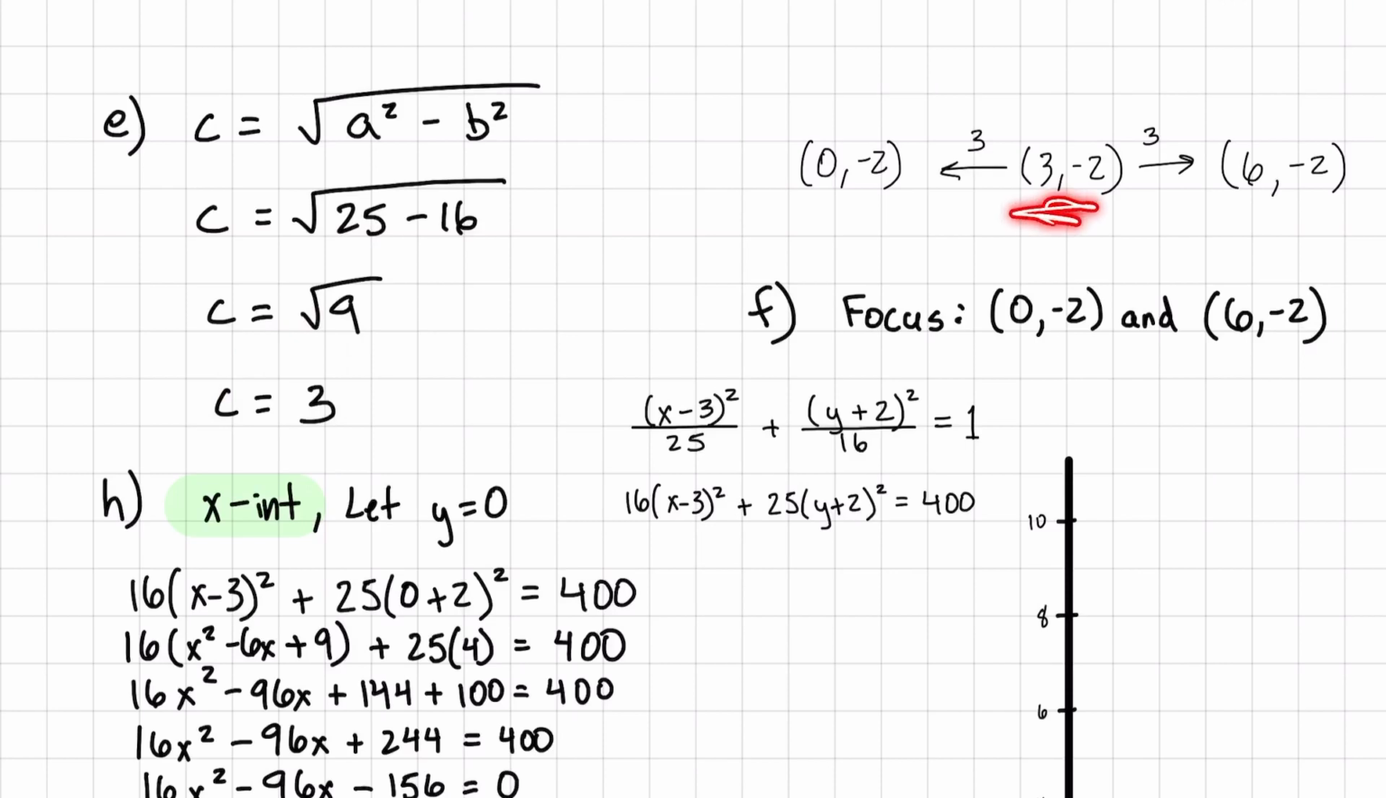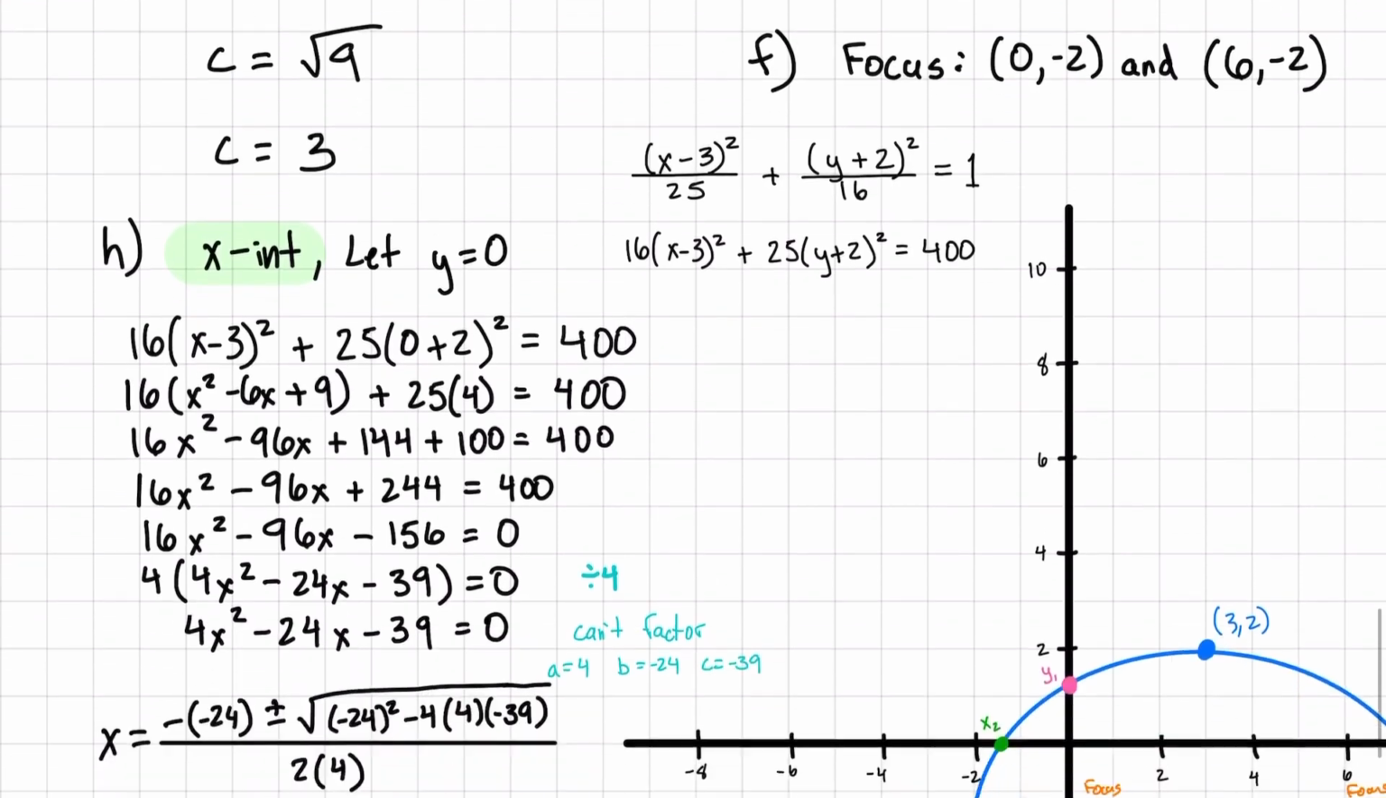So I take my center and I'm going to go left and right 3. Going left and right because it's horizontal, wider than it is tall. So add 3 to the x and subtract 3 from the x, and that's how we get the coordinates of the foci.